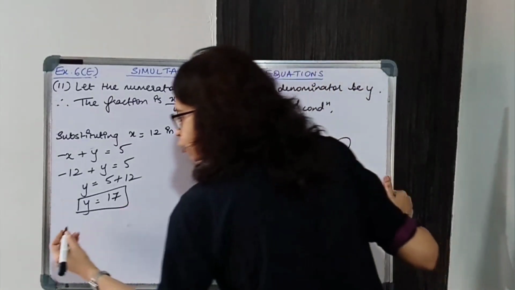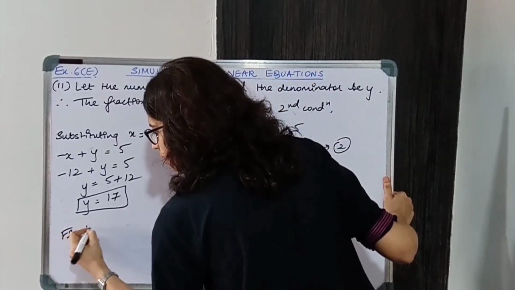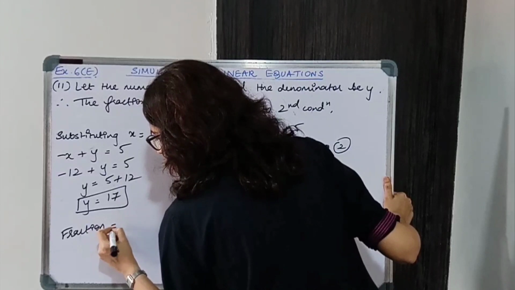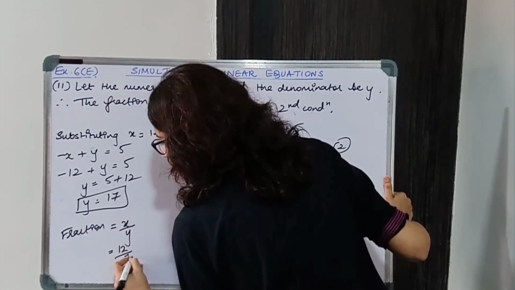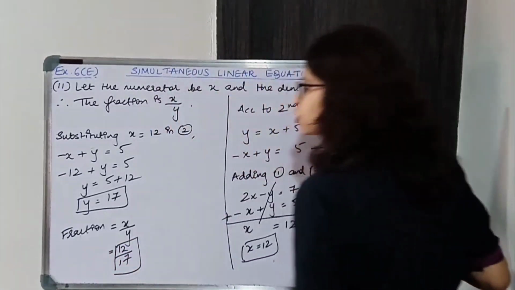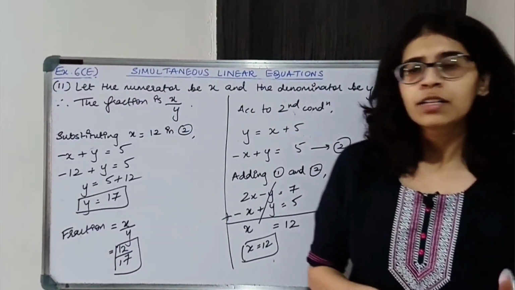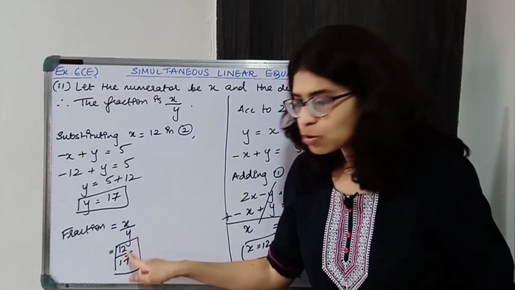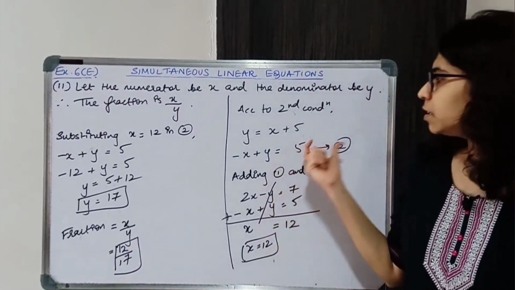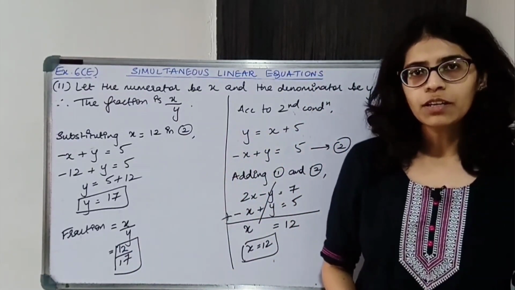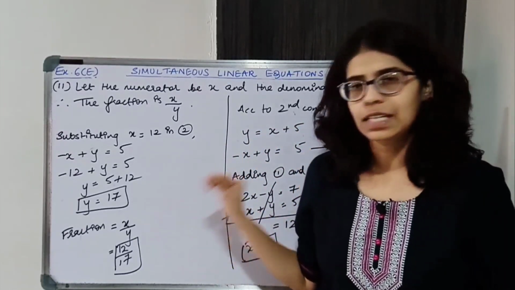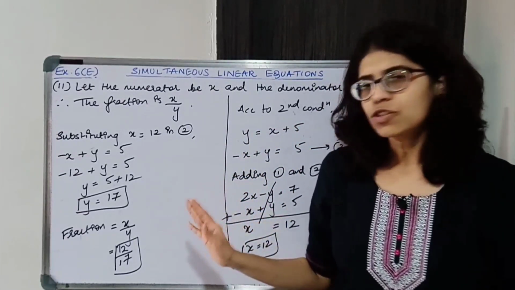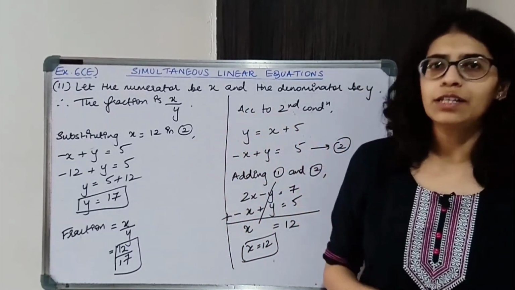So fraction क्या हो जाएगा? Fraction will be equal to x upon y, that is equal to 12 upon 17. To cross check if your answer is correct or not, substitute the values over here in the equations given to you. Okay, if it satisfies both the equations, it means your answer is correct. Okay, so you can just cross check by substituting that in both the conditions.